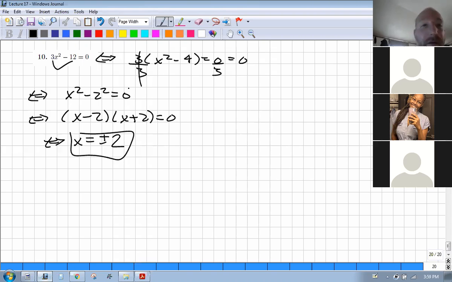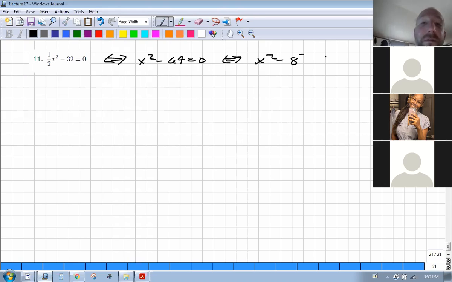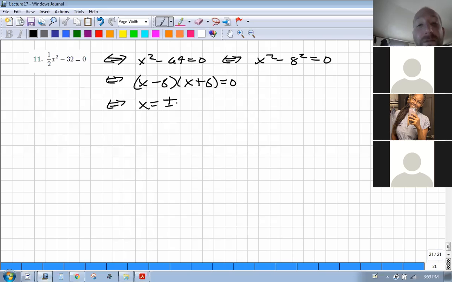Number 11. Let's get rid of the fractions. Multiply everything by 2. This is the difference of two squares. So we can factor it. X minus 8 times an x plus an 8. So obviously x is either a positive or a -8.